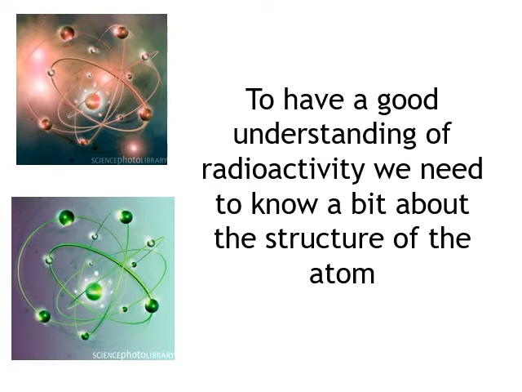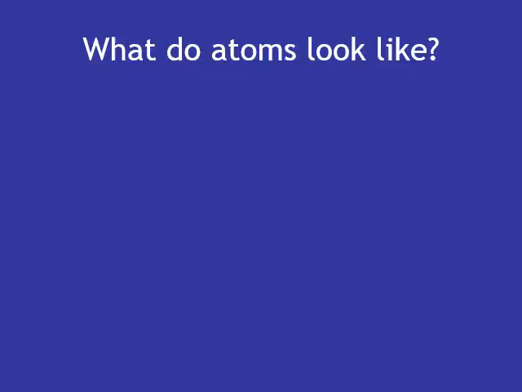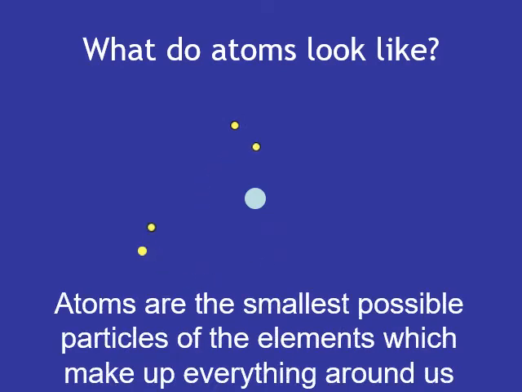To understand radioactivity, we need to know more about atomic structure. The pictures on the left are pictures representing the structure of atoms. We'll talk through the details in a moment. What do they look like? Well, they're very, very small. We can't see them. They have a nucleus and they have electrons that orbit the nucleus. Atoms are the smallest possible particles of the elements that make up everything all the way around us.